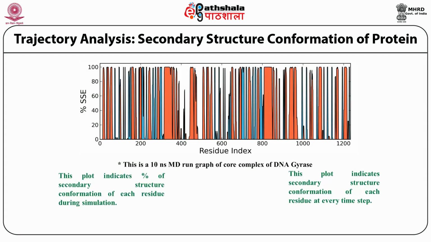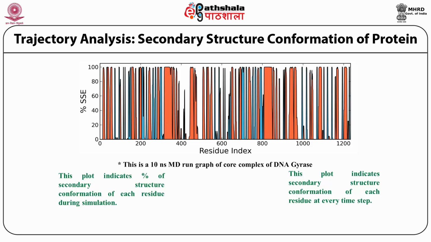We can also analyze the secondary structure conformation of proteins during different time scales of MD simulations. This is the figure which indicates the MD simulation of DNA gyrase, which is composed of two different monomers and consists of 1200 residues. This plot of secondary structure pattern depicts the secondary structure conformation of residues at different time points over a 10 nanosecond simulation.